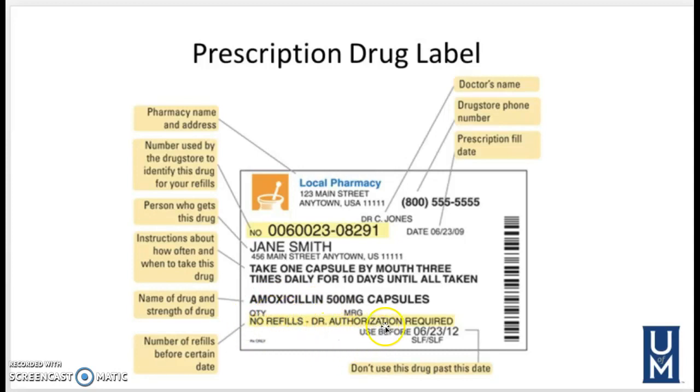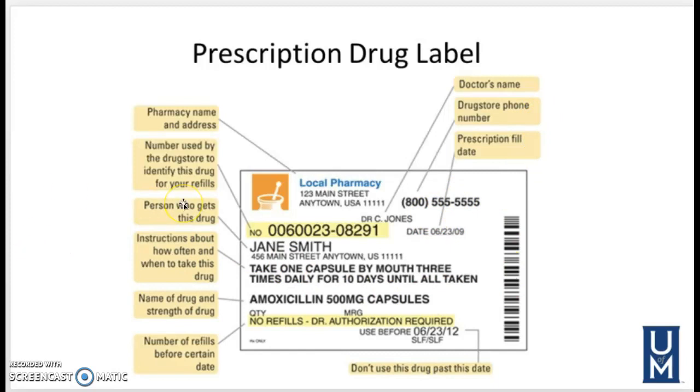This tells us when to use this by. So we want to make sure that this is kind of the shelf life. So we want to make sure that the patient uses this drug before this date. And then after that date, they need to throw it on out. So that is all of the information found on the drug label.